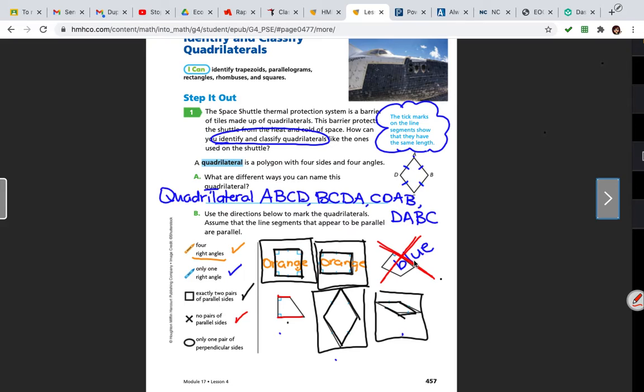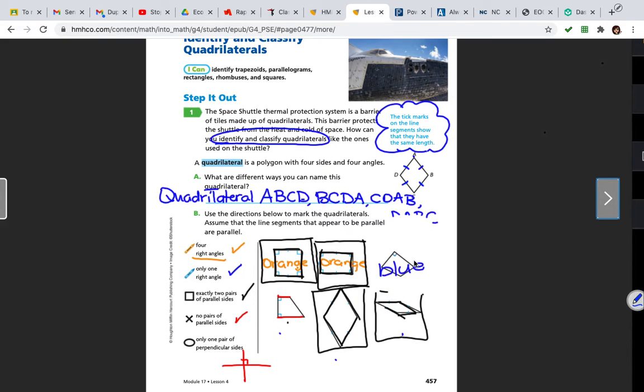All right, and only one pair of perpendicular sides. So remember, perpendicular would be where they cross and they make 90-degree angles. So perpendicular would be where they cross like that. So which ones have perpendicular sides? Only one pair of perpendicular sides. Well, I think I might have messed this one up. This one was blue.